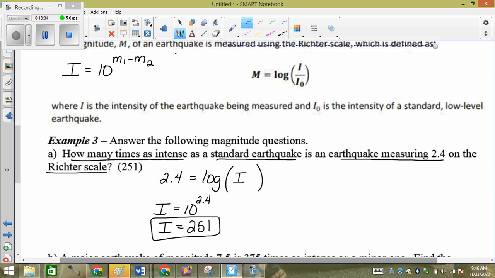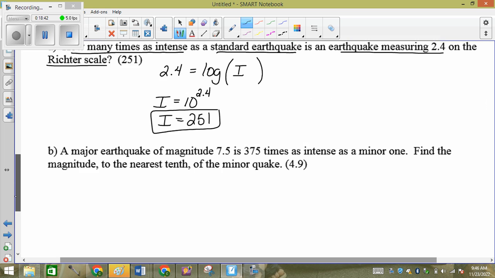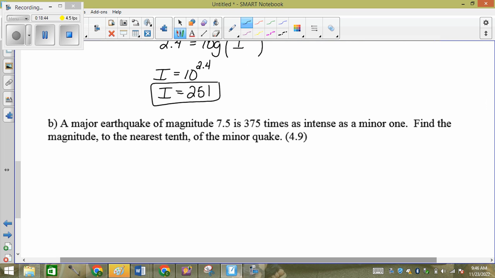They don't often ask it like that, but I wanted to give it to you because I've seen the formula and I was trying to figure out how I could use it. That's about it. Let's look at this though. This is more so what they give you. They give you one magnitude and the intensity, and they ask you for the other magnitude, just like they give you one bell, the intensity, and ask you for the other bell. So it's more like this.